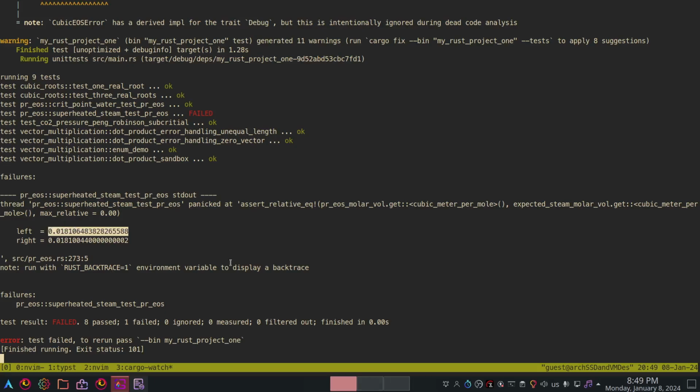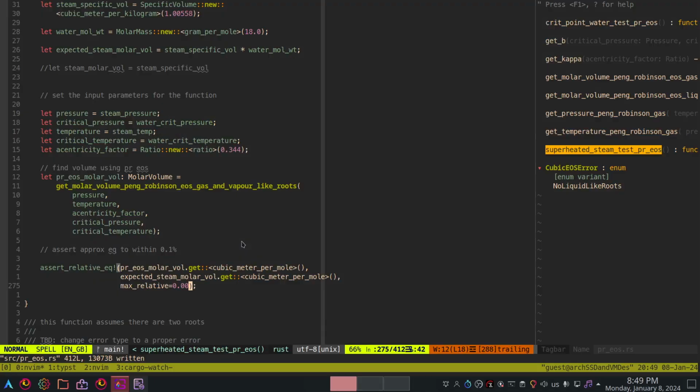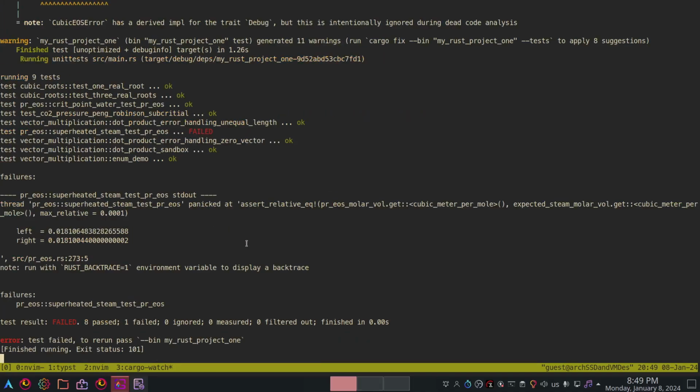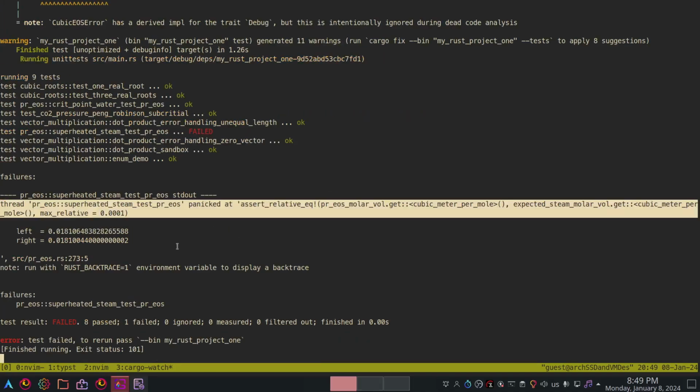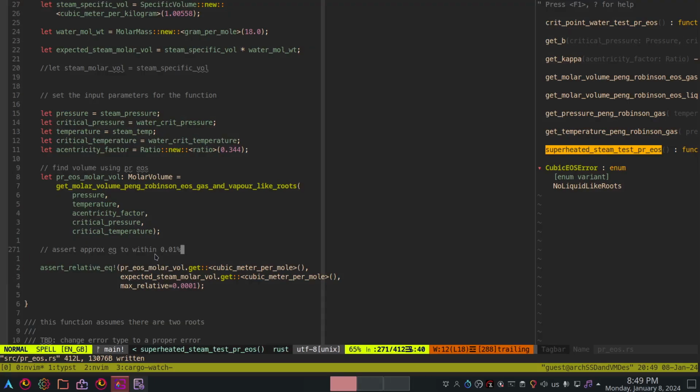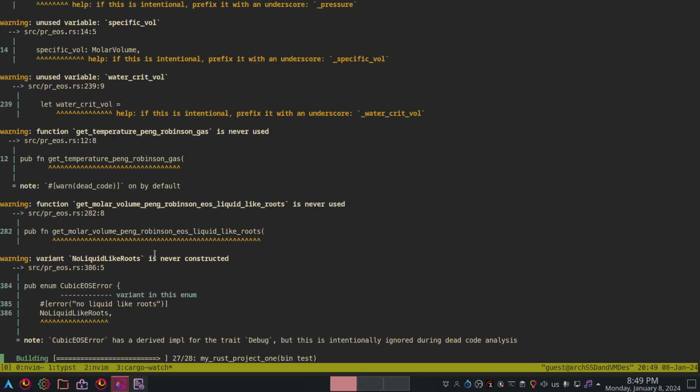Yeah. Take a look. This actually matches pretty close. On the left-hand side, we have 0.0181. That's the molar volume. On the right, we have 0.0181. Also, it matches to within 0.1%, basically. Maybe let's do 0.01. Okay. So this is 1%, 0.1%, 0.01%. Okay, so that's too small an error bound. So I think 0.1% is enough.